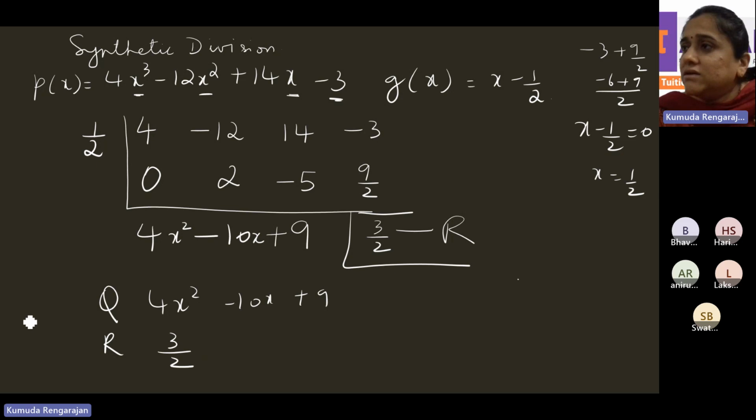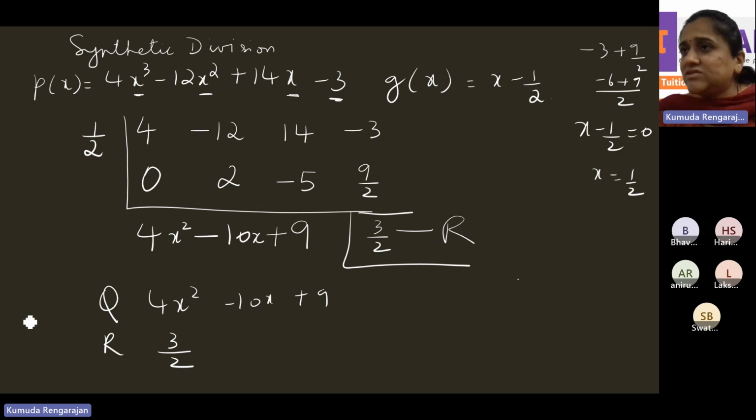If you have to find the quotient and remainder, the method will be specified, for example, use long division to find the quotient and remainder. If nothing is mentioned, you should use long division. You should use synthetic division only if they say use synthetic division to find the quotient and remainder. Otherwise, you should not use synthetic division.